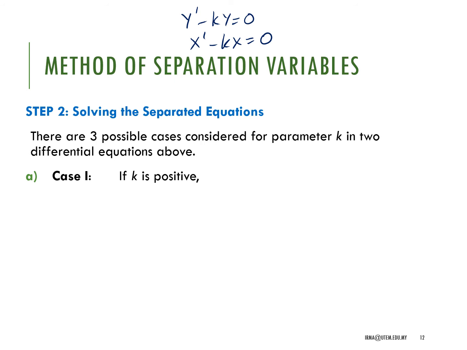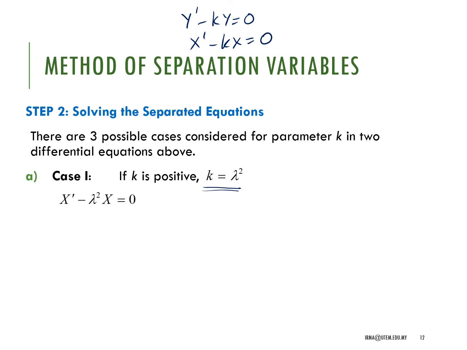One is k positive. How do we write k positive? You can just write k equal to lambda squared, where lambda represents any value. If you have lambda as a positive value, k will be positive. If you have lambda as a negative value, you also will have k as a positive value. That's why for case 1, we just set k equal to lambda squared.